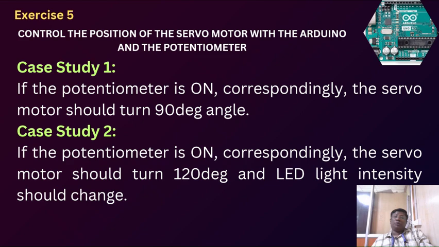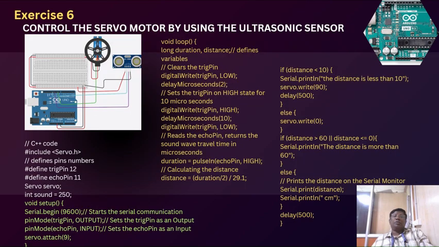Case study 2, potentiometer, LED on, and servo motor with ultrasonic sensor. So we are putting in another sensor, the ultrasonic sensor. How to do it? So you can do it with this program. This is the digital pin, and echo, and servo. So we do Serial begin 9600, pin mode, and the echo pin is set as input.